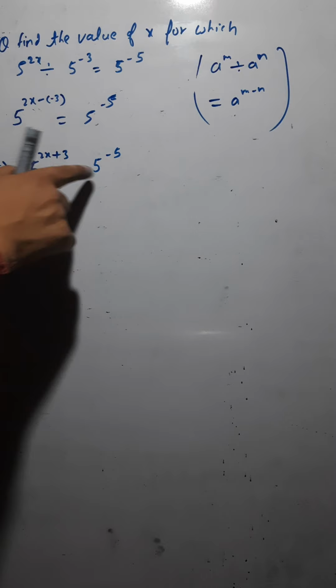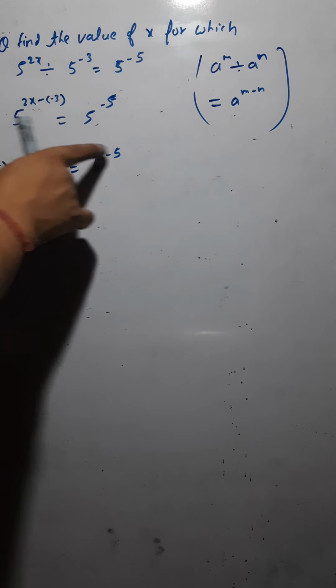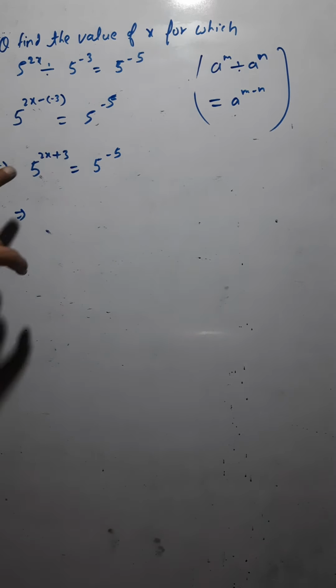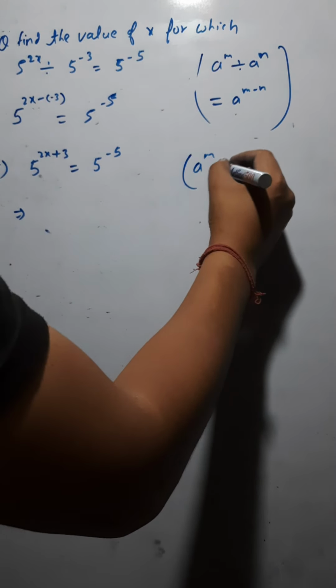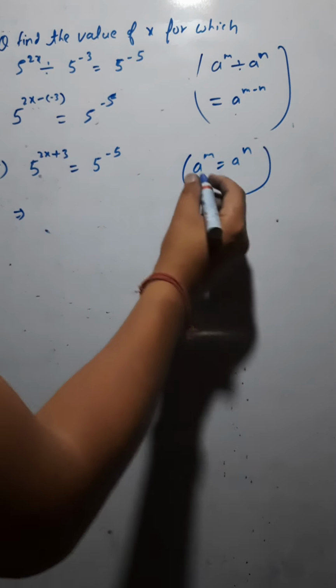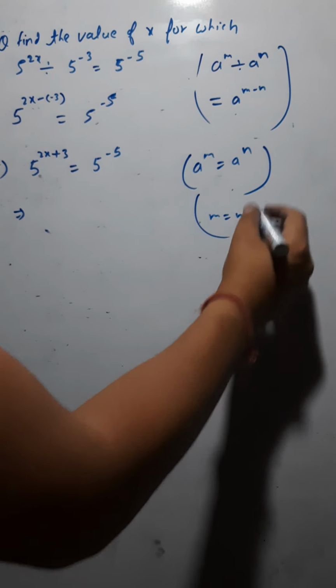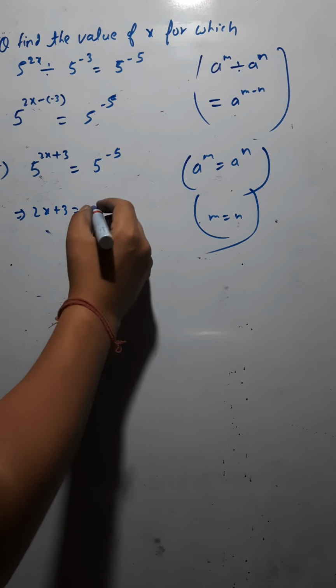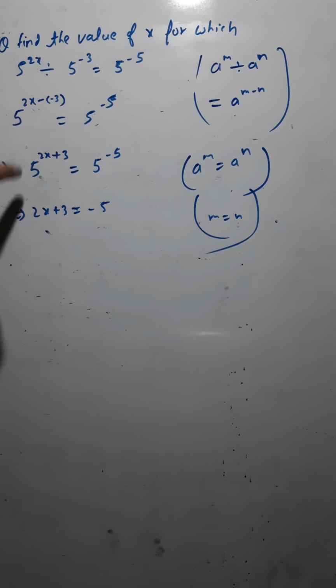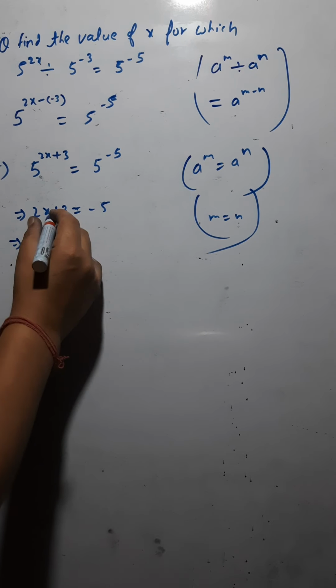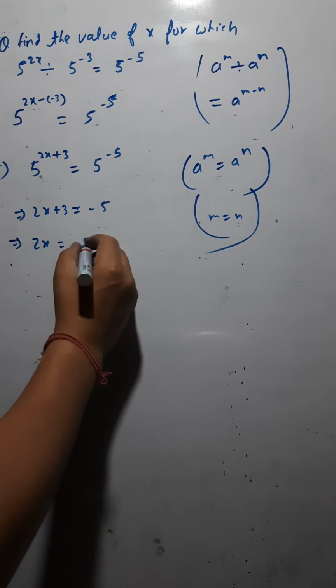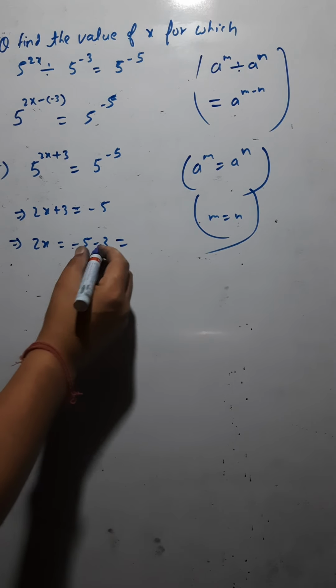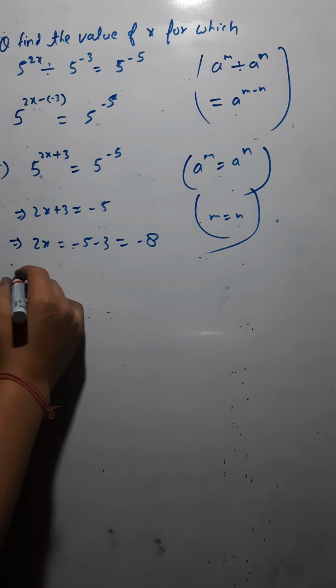Now again, if the bases are same, then exponents are also equal. This we have already done. If a raised to the power m is equal to a raised to the power n, bases are same, so I can write it as m equals n. So it implies 2x plus 3 would be equal to minus 5. Are you getting this? Because bases are same, that is why exponents are also equal. Now I need to find out the value of x, so this 2x would remain here, 3 would go there, it is plus, it would become minus, so minus 5 minus 3 would be minus 8.